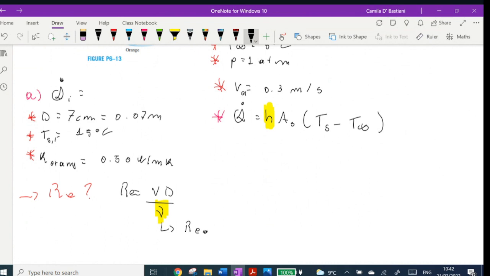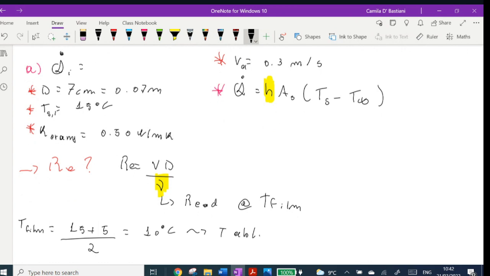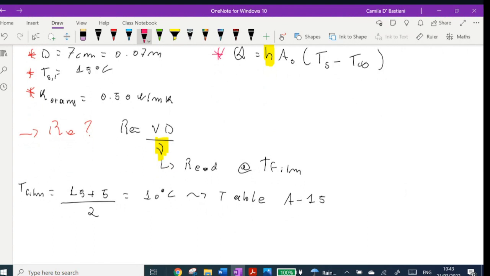So read at the temperature of the film. So let's find my film temperature. My film temperature is 15 plus 5 divided by 2. So my film temperature is 10 degrees Celsius. We are going to go to table A15, okay? And we're going to read two things from this table.